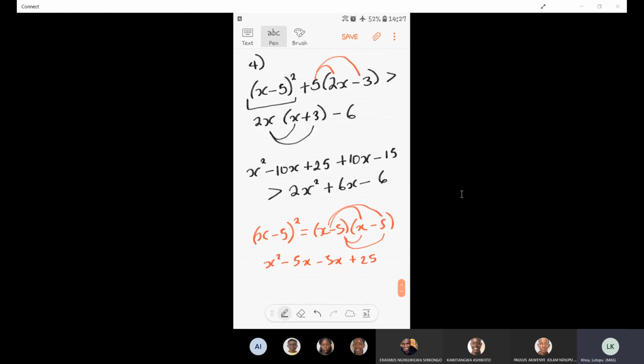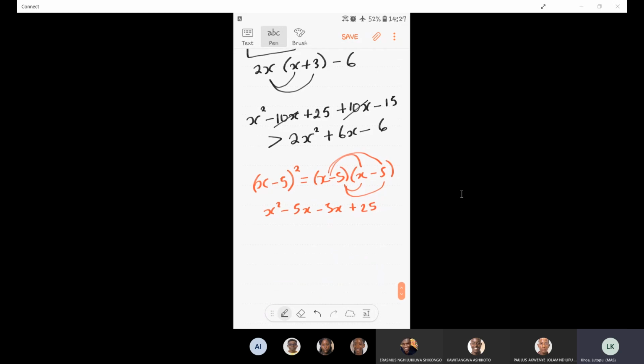Now on the left hand side, we can see that this minus 10x and 10x will cancel each other. And then 25 minus 15 is just 10. So when I write this, I have x squared plus 10. This is greater than 2x squared plus 6x minus 6. Then you want everything to be on the same side, 0 on the other side, and you want the coefficient of x squared to be positive.